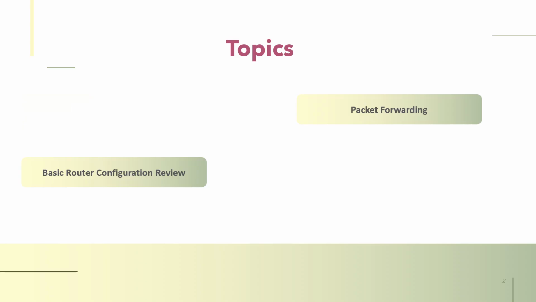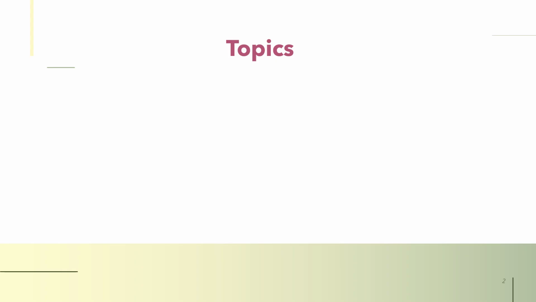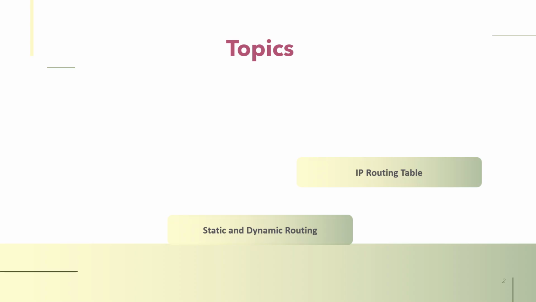In part 1 we explained how routers determine the best path. We explained how routers forward packets to the destination, and then we reminded some basic configuration settings on a router. What we will do now is describe the structure of a routing table, and then we will compare static and dynamic routing concepts.